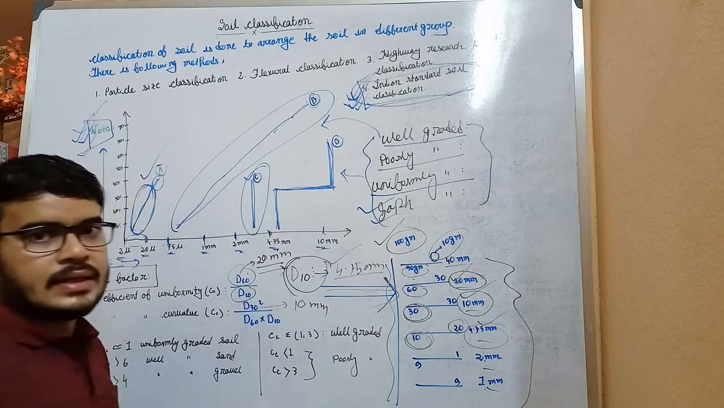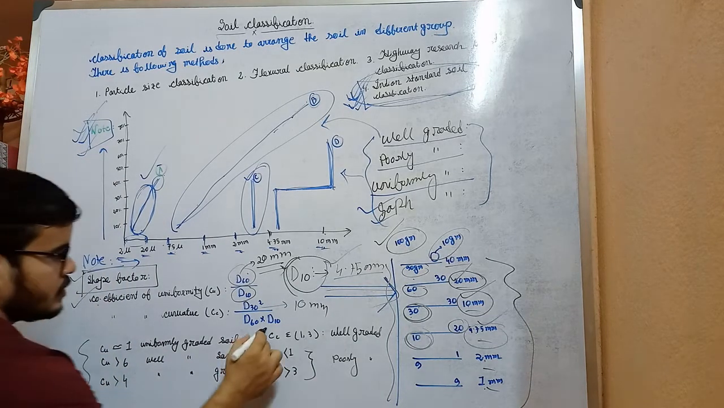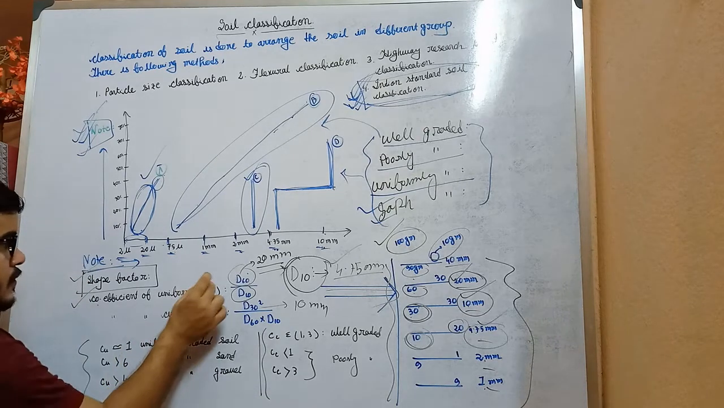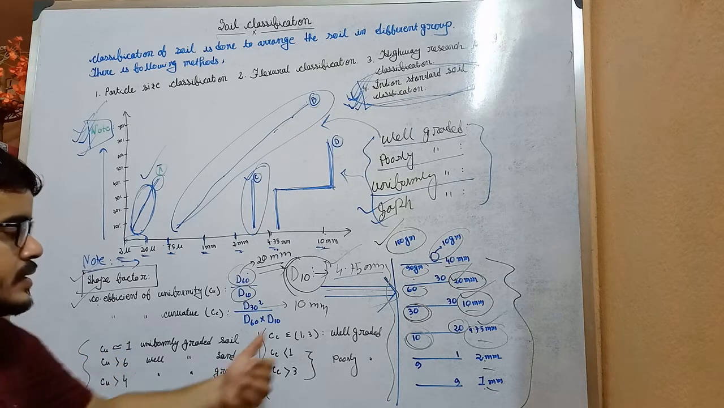Now I think this is clear. Okay, and now write this note also, that is the value of Cu and Cc and how we will distinguish the soil on the basis of its value Cu and Cc.